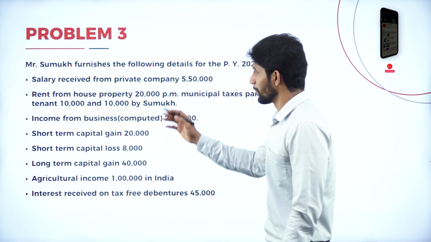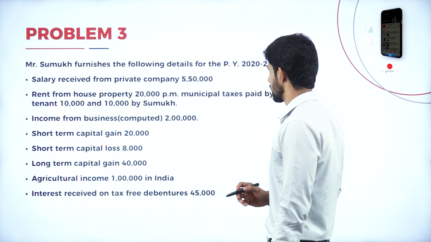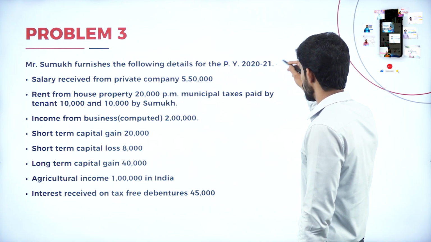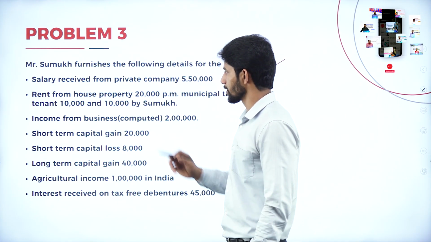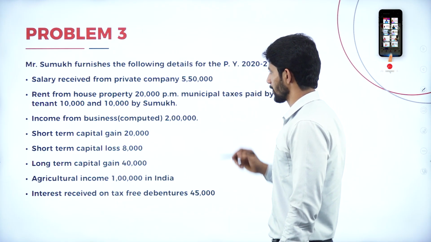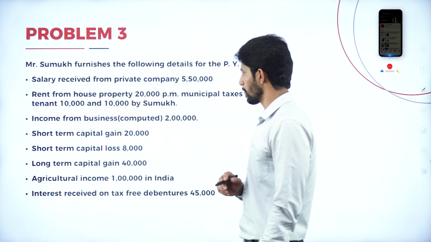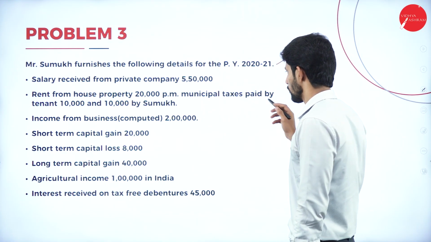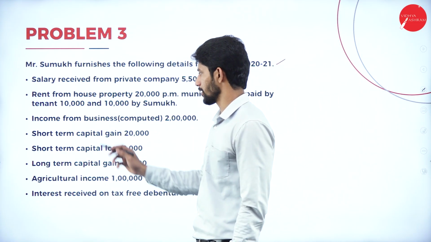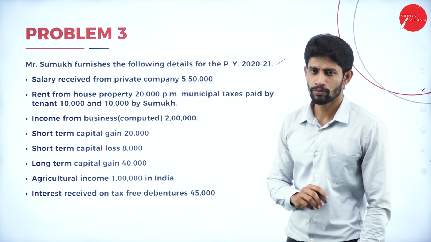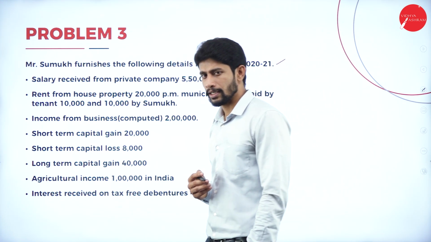Dear students, welcome to this new session on chapter Assessment of Individual. Problem number 3, Mr. Sumukh furnishes the following details for the previous year 2020-21. Salary received from private company 5,50,000, rent from house property 20,000 per month, municipal tax paid by the tenant 10,000 and 10,000 by Sumukh, that is the owner of the house.